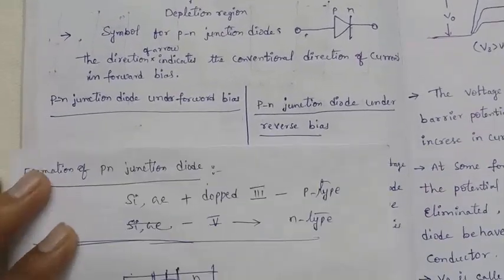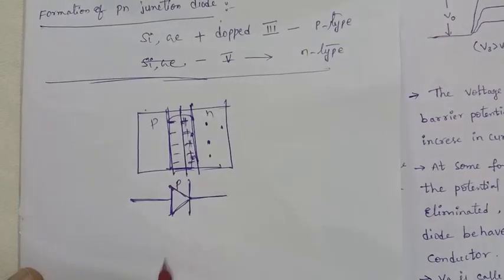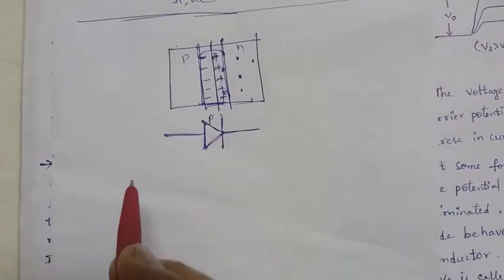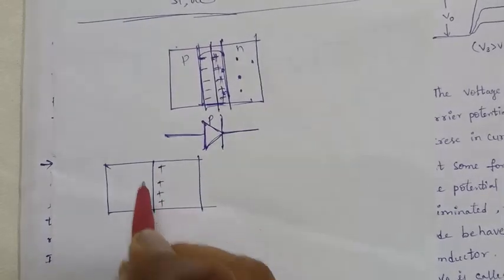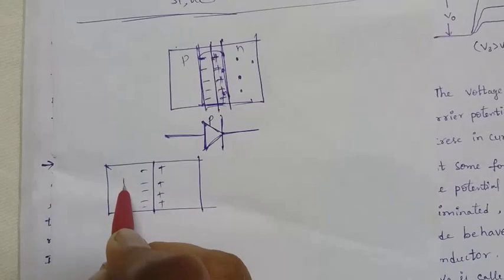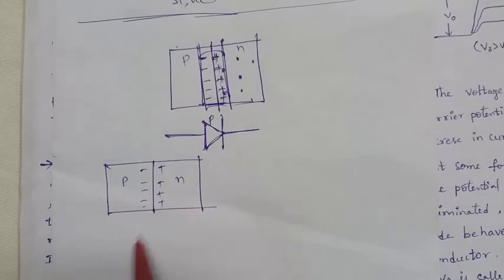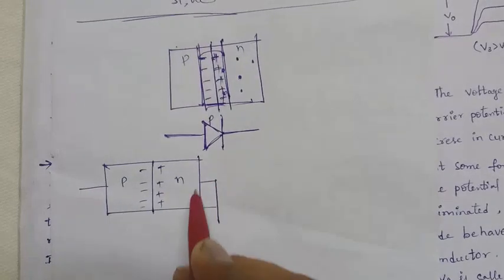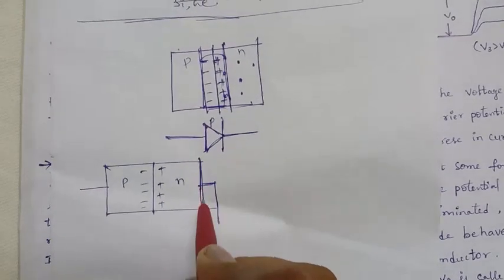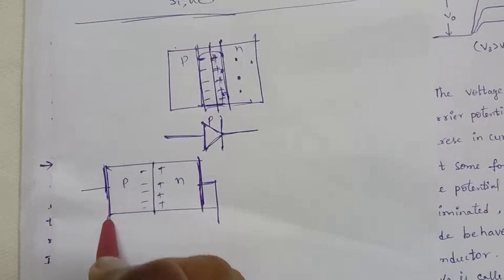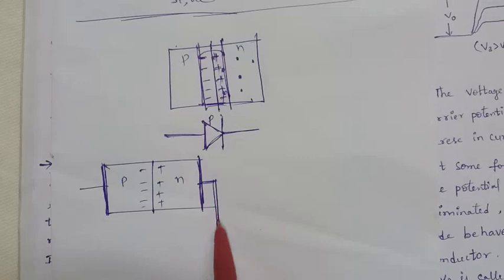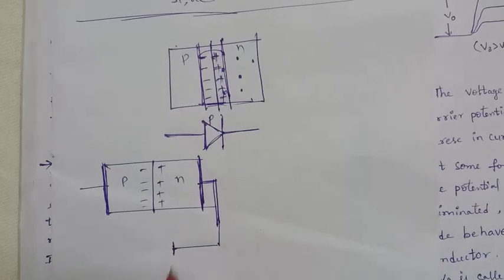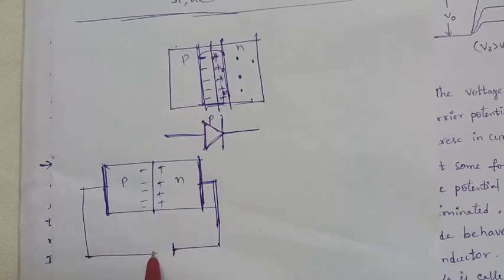Forward bias means, in a PN junction diode, the positive layer is formed across the junction on the N side and the negative layer on the P side. We use metal contacts for the terminals. The N side is connected to the negative terminal of the battery, and the P side is connected to the positive terminal of the battery. Then we get the forward bias connection.